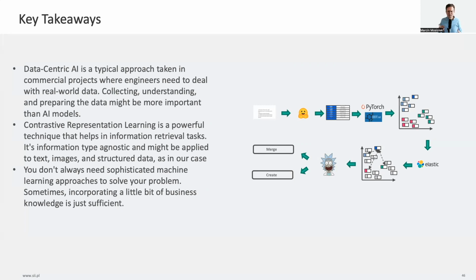Secondly, contrastive representation learning might come to help once you work on any kind of information retrieval task, and you cannot build a rule-based system because it's simply impossible to specify such rules, or they would be overwhelmingly complicated. These approaches work well with text, images, or as we've shown, with structured data records as well. And lastly, don't forget to incorporate business knowledge into your solutions, as it may save you a lot of trouble. In our case, we simply used metadata prefiltering to reduce the search space without the need of applying some sophisticated algorithms or third-party libraries.